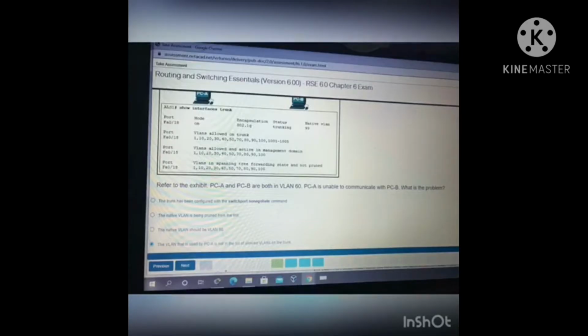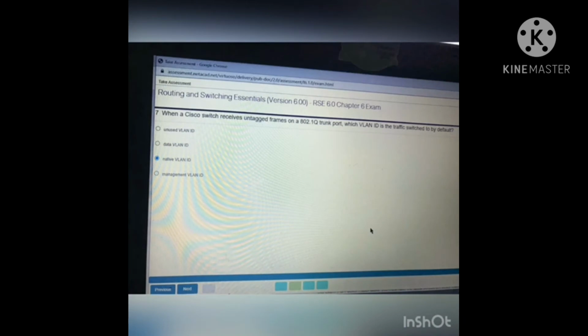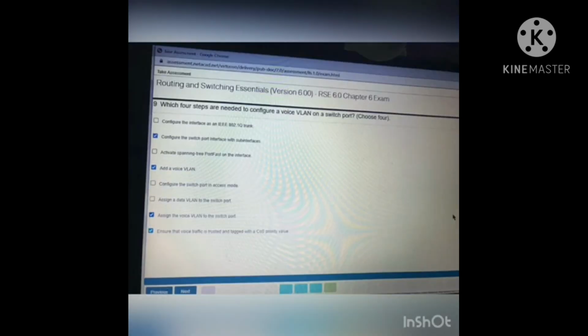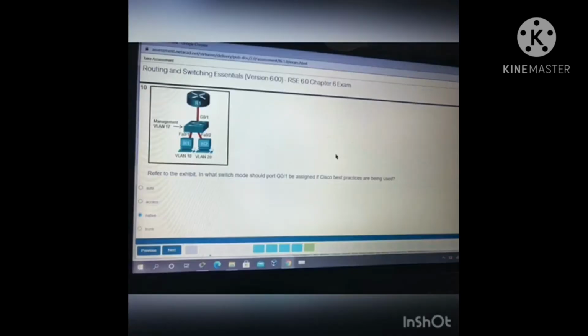For question 6, the answer is the VLAN that is used by PCA is not in the list of allowed VLANs on the trunk. For question 7, the answer is native VLAN ID. For question 8, the answer is switchport trunk native VLAN 66. The answer for question 9 is configure the switch port interface with sub-interfaces, add a voice VLAN, assign the voice VLAN to switch port, and ensure the voice traffic is trusted and tagged with the COS priority value. Question 10, the answer is native.